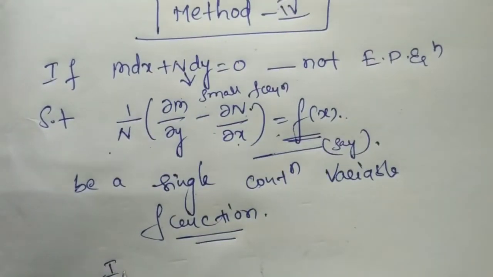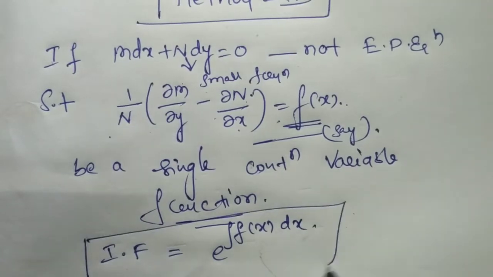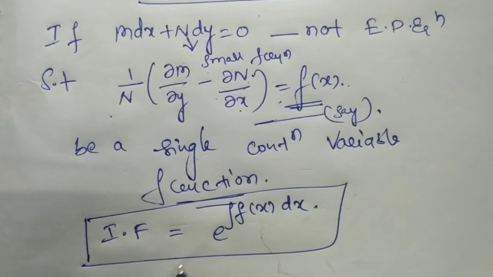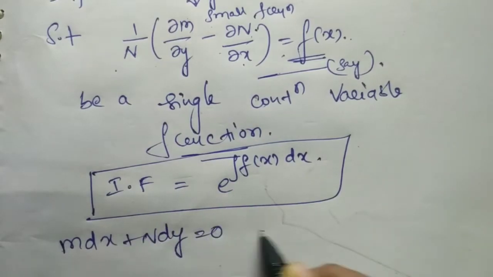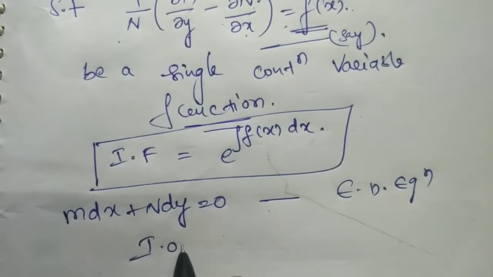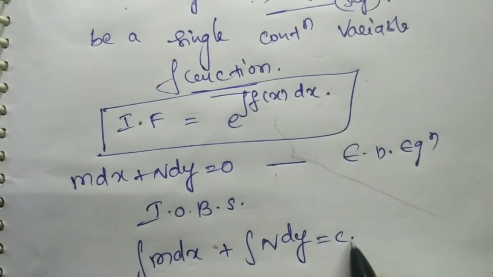So in this method we have an integrating factor. The integrating factor is e power integration of f of x dx. Then multiplying this integrating factor with M dx plus N dy equal to 0, we get an exact differential equation. Then integrating on both sides, that is integration of M dx plus integration of N dy equal to c.